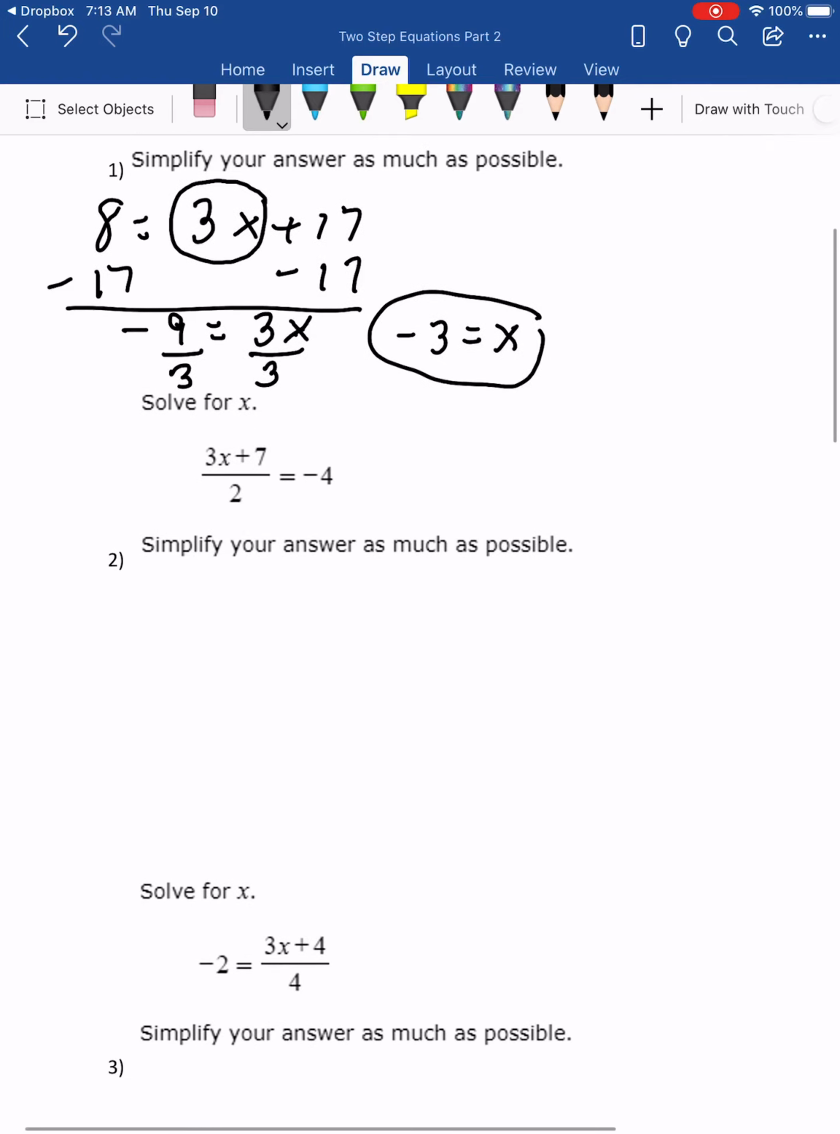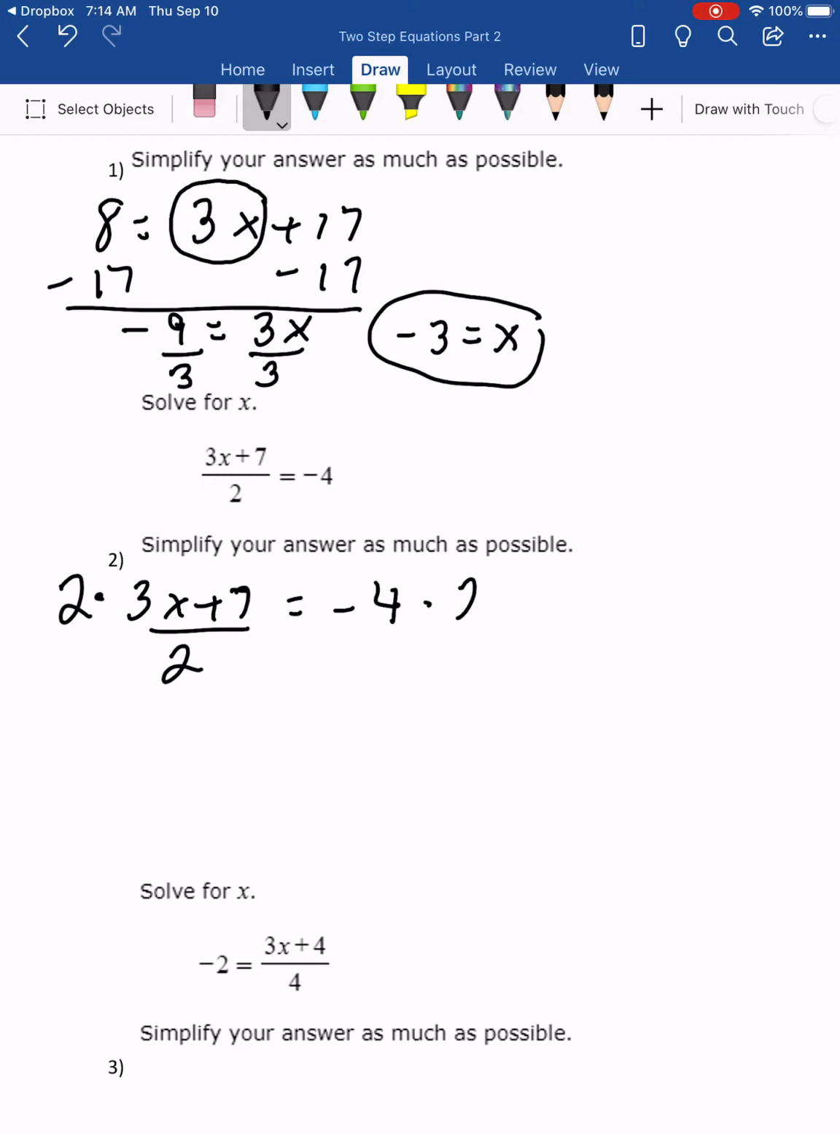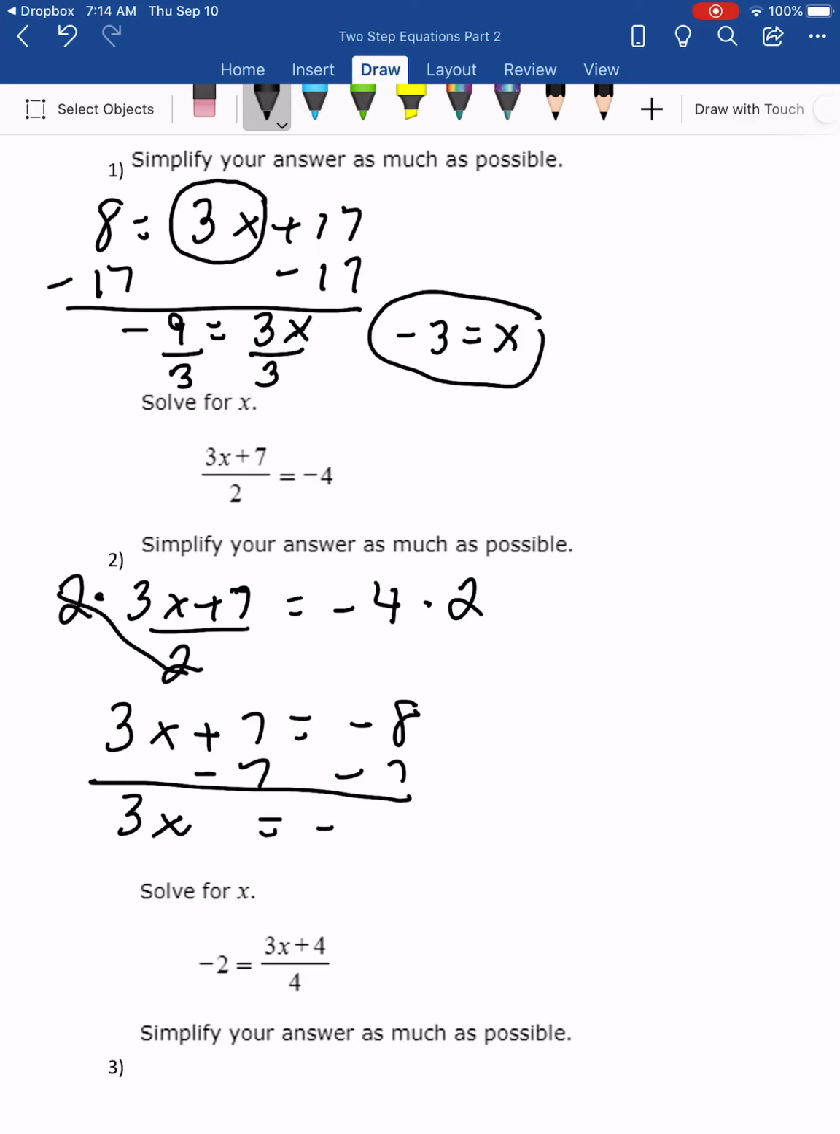Okay, number 2. Again, you want to start by clearing fractions. I'm going to rewrite it down here. So let's clear that 2. The 2 is under a fraction bar division sign, so we're going to multiply each side by 2. So these 2's will cancel. 3x plus 7 equals negative 8. Now we can subtract 7 from both sides. 3x equals negative 15. And we can divide each side by 3. So x equals negative 5.